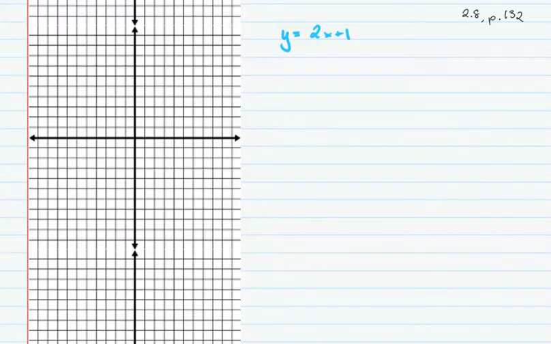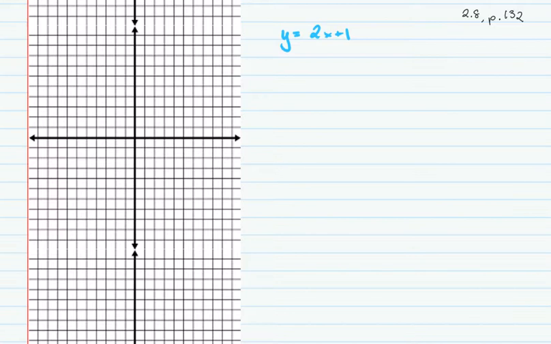Section 2.8 begins on page 132 of your textbook. It covers graphing linear inequalities in two variables. So before I get to linear inequalities, I want to talk about a linear equation. So this is a linear equation, y equals 2x plus 1.